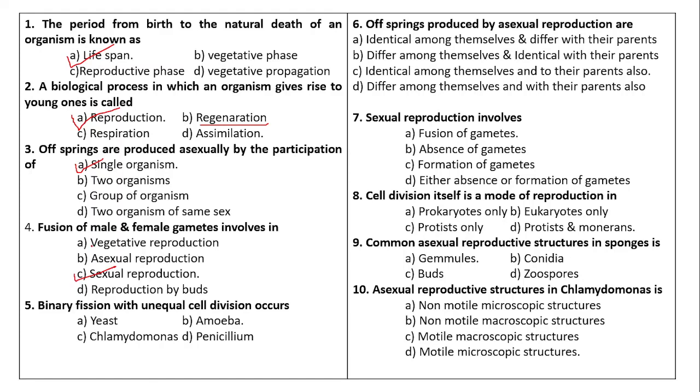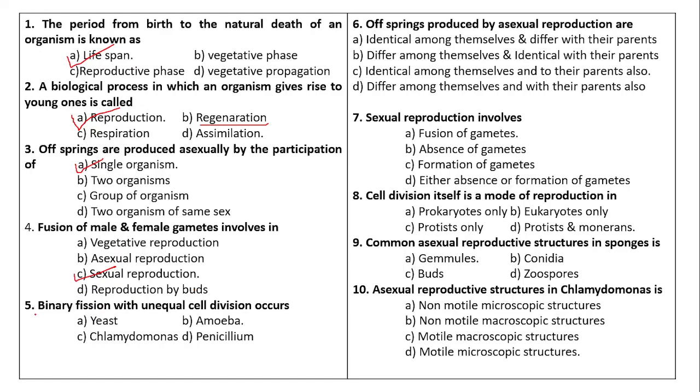But what is vegetative propagation? It is a type of asexual reproduction which does not involve any fusion of gamete. And option B, asexual reproduction, you already know there is no fusion of gamete. And option D, reproduction by buds. Reproduction by buds is also a type of asexual reproduction. That is why again there will be no fusion of gametes.